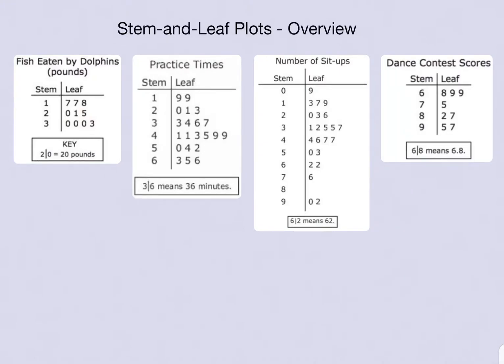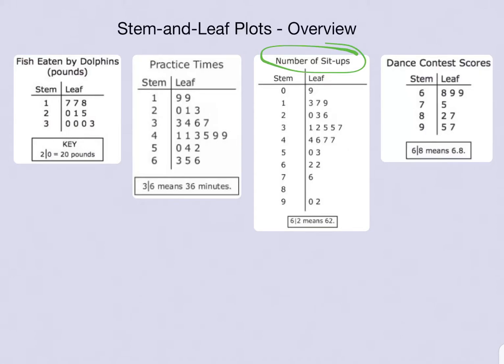Now, another thing I want us to notice is on the third one here, we have a blank. Just like it was mentioned in the video, the stem is like a number line. And for this one, in the 80s was not a number that someone had for their number of sit-ups. But we have to include it because this is like a number line, so we leave that blank. We would consider that a gap in the data when we're looking at the shape.